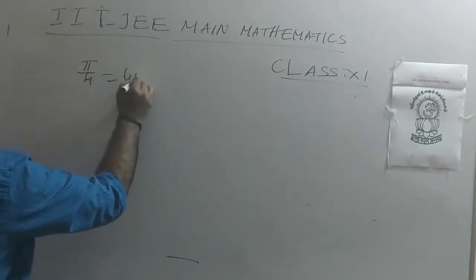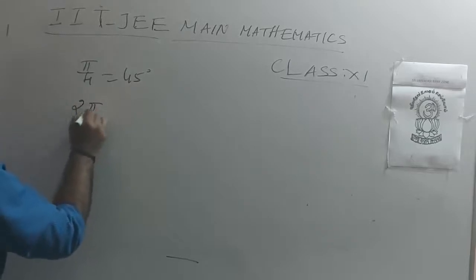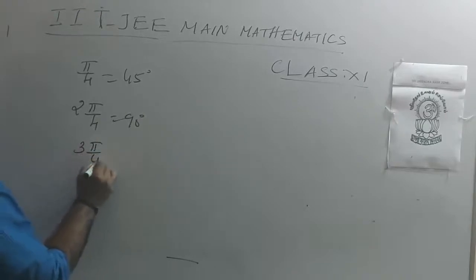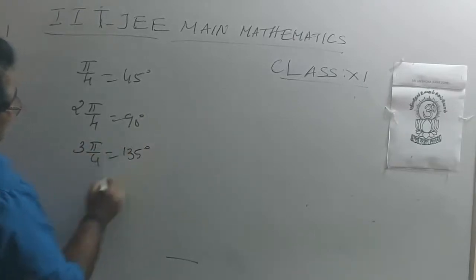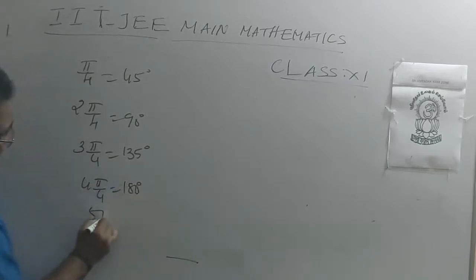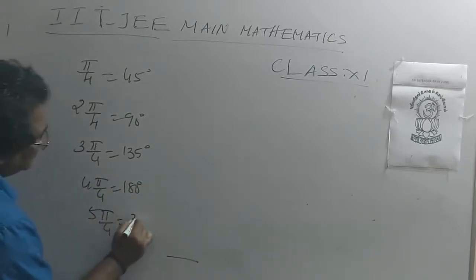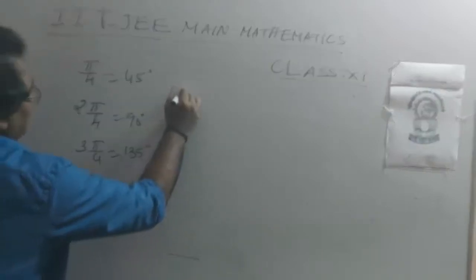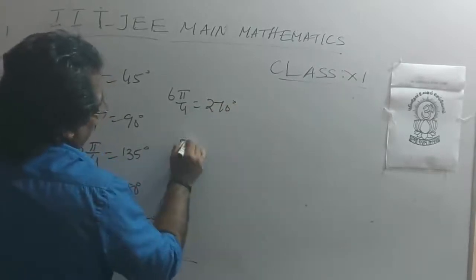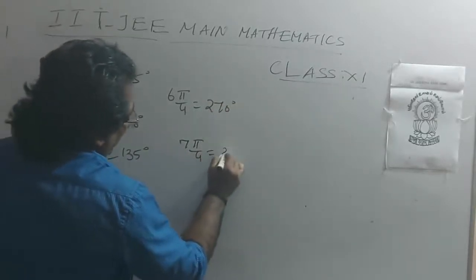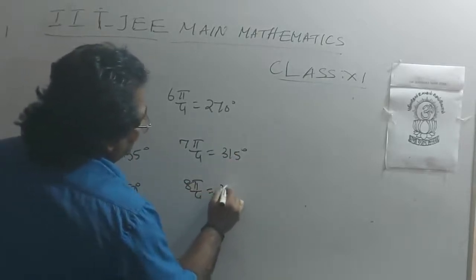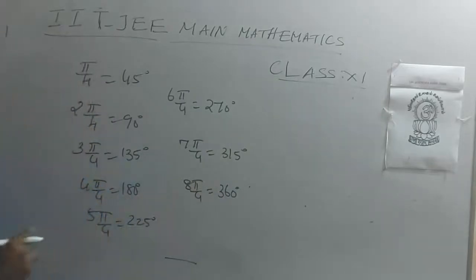Pi by 4 is 45. 2 times pi by 4 is 90. 3 times pi by 4 is 135. 4 times pi by 4 is 180. 5 times pi by 4 is 225. 6 times pi by 4 is 270 degree. 7 times pi by 4 is 315 degree. 8 times pi by 4 is 360 degree.